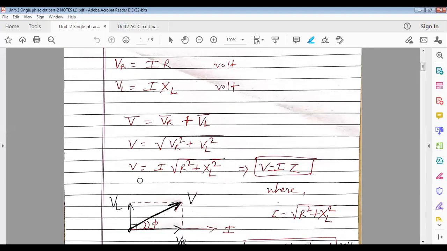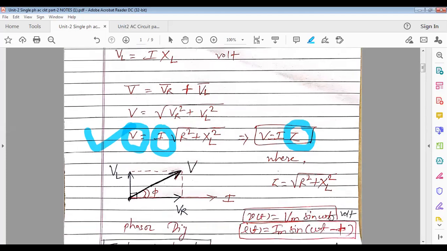So here total voltage divided by total current is what? In this equation, if you observe, capital V and capital I are the total voltage and total current. So the total voltage divided by total current is the impedance, where impedance is the square root of R square plus XL square. Got it up to this, everyone?